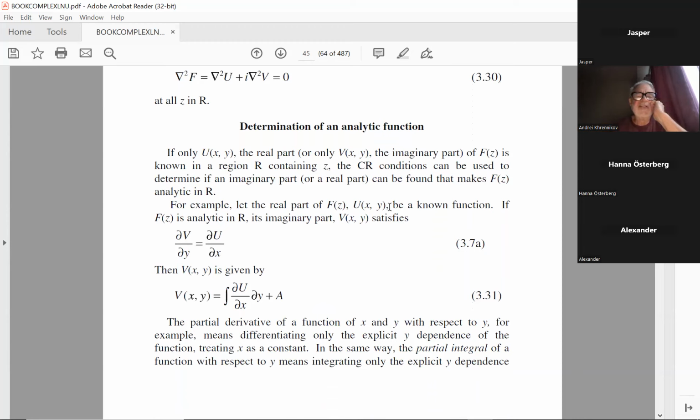For example, if you have an analytic function with its real part and imaginary part, and suppose we know only the real part, then we can reconstruct its imaginary part. We know this already from the Cauchy-Riemann conditions: the real and imaginary parts of an analytic function are not independent. They are connected by the Cauchy-Riemann condition. Therefore, we can use these conditions to determine, for example, the imaginary part if we know the real part.